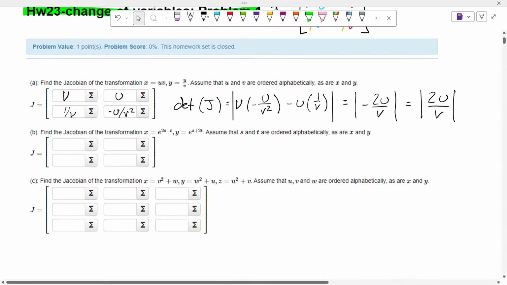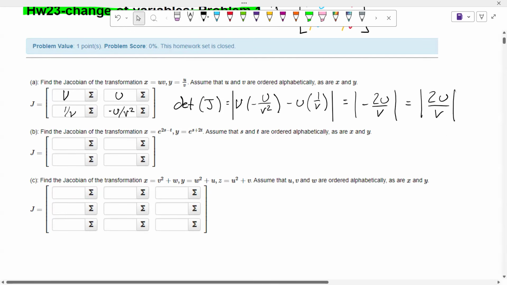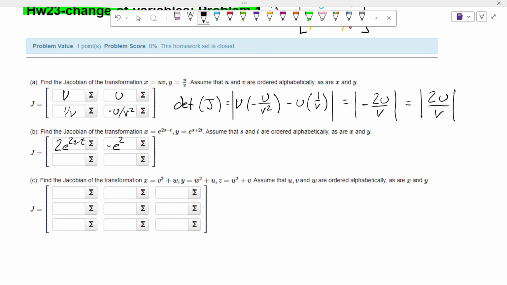Might as well do all three of these. We need S and T partials this time. Again, we'll order them alphabetically. So S comes before T, which means my first derivative is going to be 2e to the 2s minus t. There we go. Right, derivative of an exponential function is that. So that's x partial s. X partial t is going to be negative 1 e to the 2s minus t.